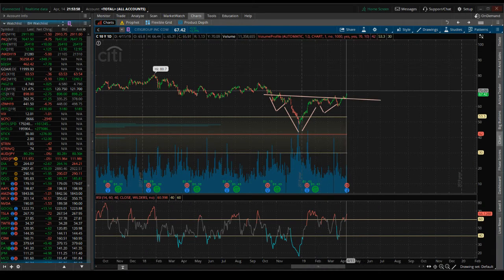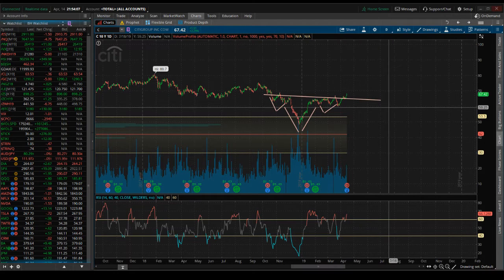So 2 points, even if you figure 4 points, 4 points is going to be about 71, which is here, so it's kind of boring, but it could work on those pivots there. 4 points to the downside though, is about 63.